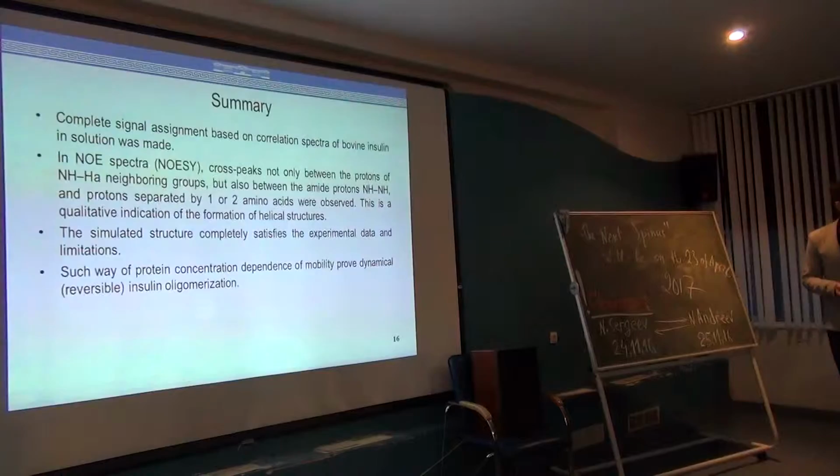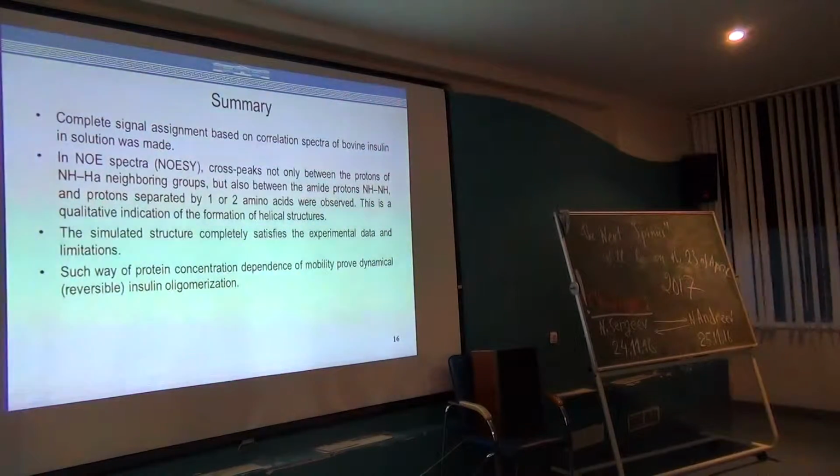So finally, the summary is presented. Complete assignment was done. In my spectra we see cross peaks not only between the protons, but also between the amide protons and protons separated by 1 and 2 amino acids. The simulated structure completely satisfies the experimental data, and the protein concentration dependence of mobility proved dynamical insulin oligomerization.